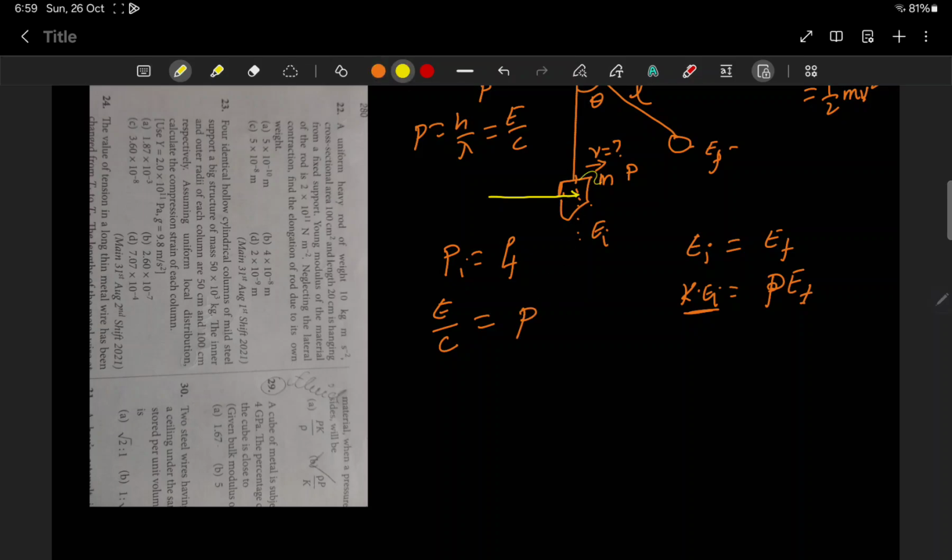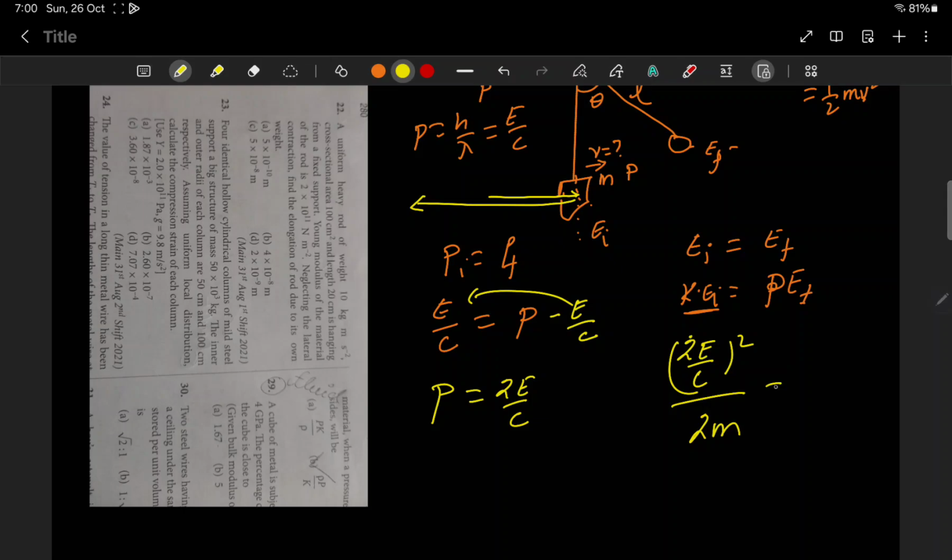The light gets reflected and goes in this direction. What will its momentum be? The same E by c but in the opposite direction, so we put a minus, because it is a perfect reflector. So the momentum of the mirror is, if you bring this here, 2E by c. What will be the initial kinetic energy? p squared by 2m, so here you have 2E by c whole squared over 2m, which is equal to the final energy.